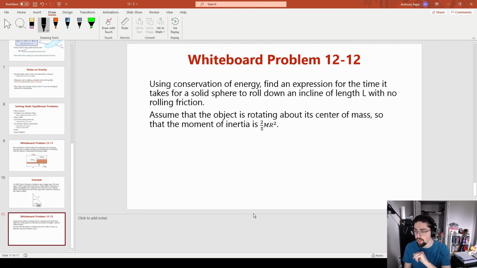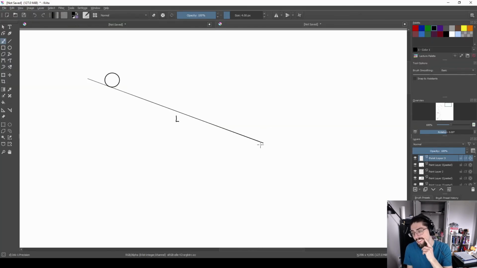No, rolling friction. We're missing a variable, aren't we? We certainly are missing a variable here. We need to have theta. Somehow I forgot to write that in there. That's all right. We need that angle theta, right? Because we have the length of the slope. We don't have the height of the slope.